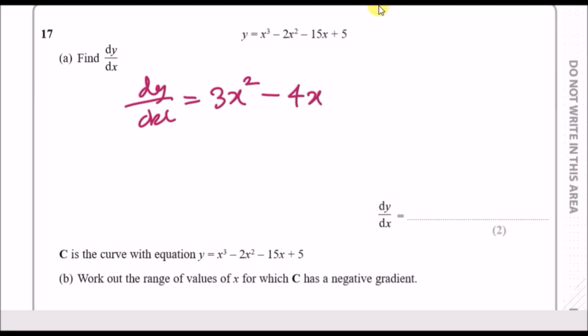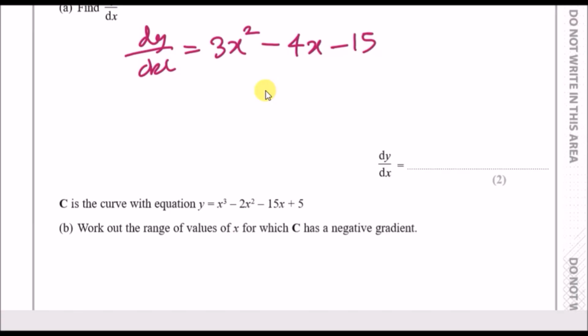Now if you're left with just an x, literally the x vanishes, so you got minus 15. If there's a constant, that disappears, so that becomes 0. And that's your equation. So that's 3x squared minus 4x minus 15. Now let's move on to the next bit.